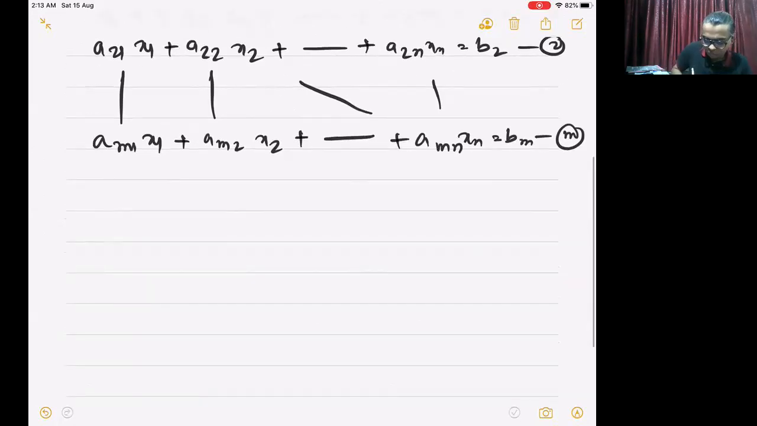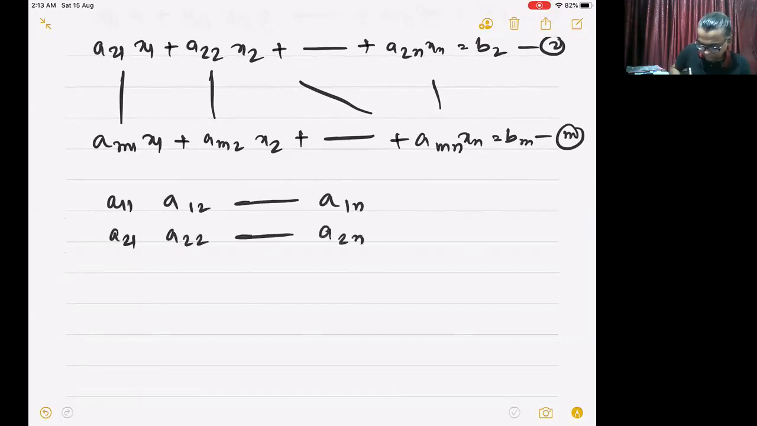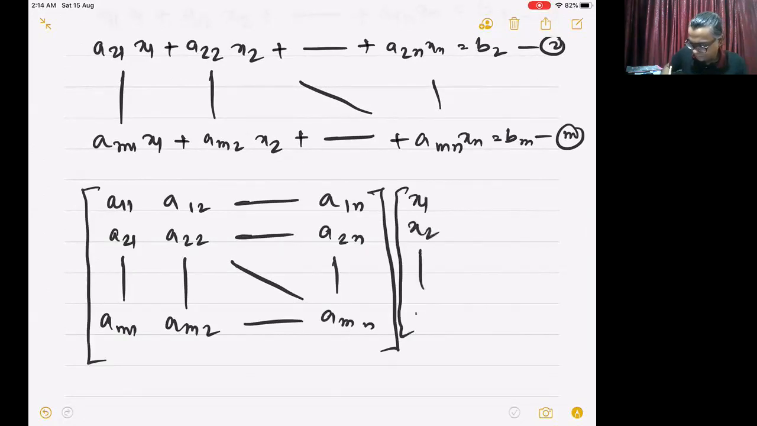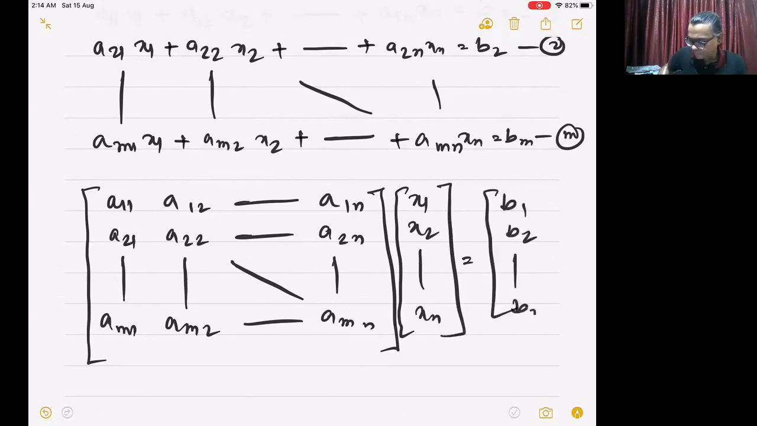The matrix vector notation of this is the matrix with rows a11, a12, dot dot dot up to a1n, a21, a22 up to a2n, and so on down to am1, am2, up to amn. Then by the rule of matrix vector multiplication, if I write my vector like this, this is just another representation of the same system of equations. That's why we say that Ax equal to b is actually a system of linear equations. The question is, how do we solve it?